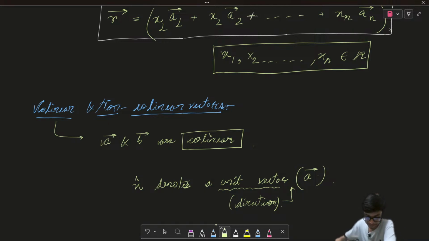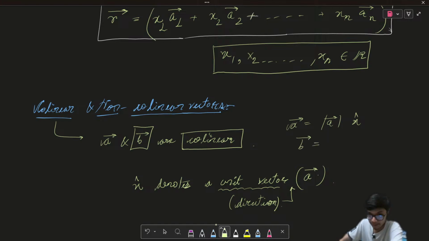Then by the simple understanding of collinearity, the b vector must be either in the positive x cap direction or in the negative x cap direction, right? So therefore, a vector and b vector may be like vectors or unlike vectors. However, they are collinear. First I can write a vector as mod of a vector into x cap, and similarly I can write b vector as plus or minus mod of b vector into x cap, right?